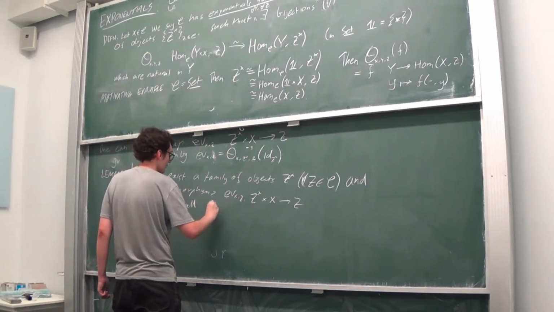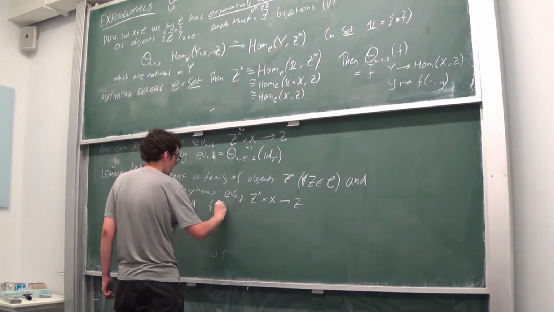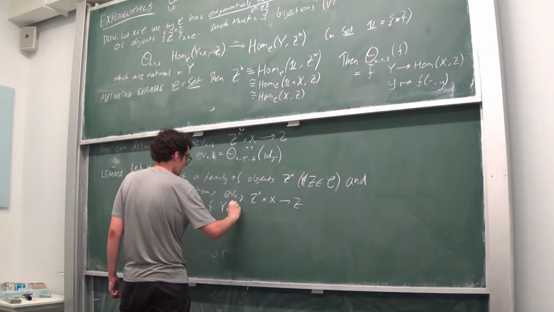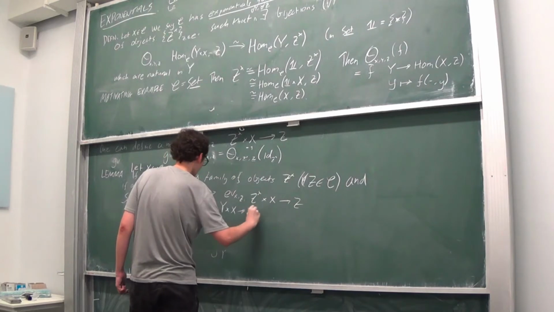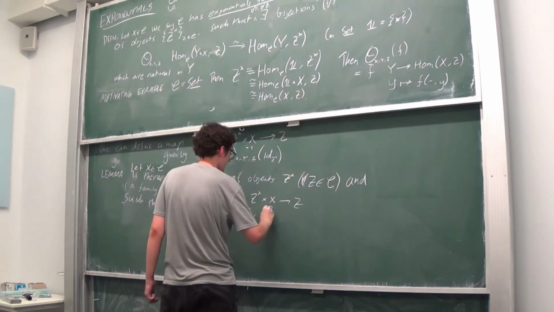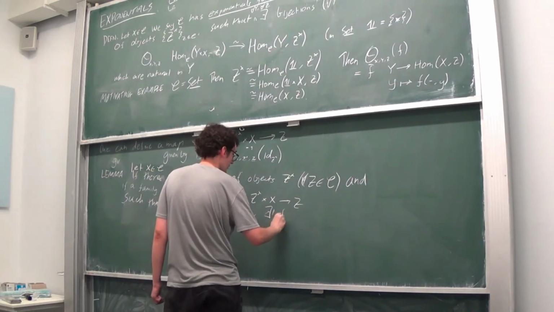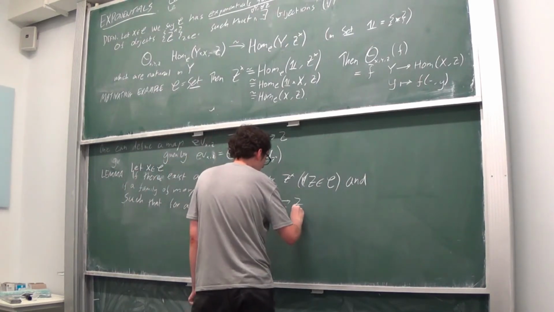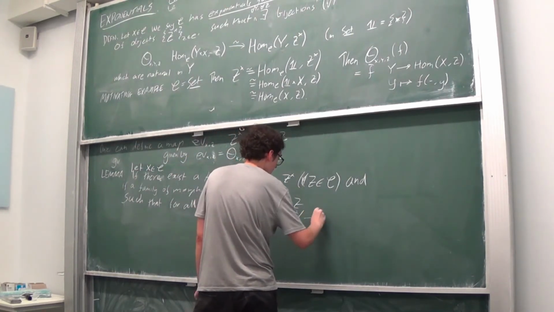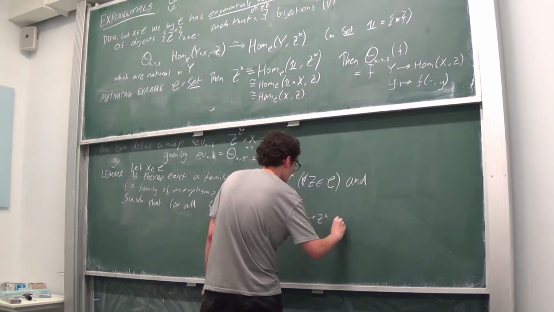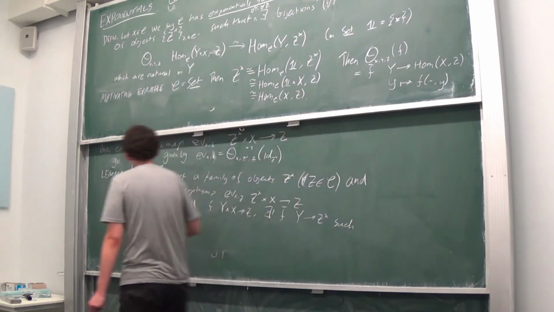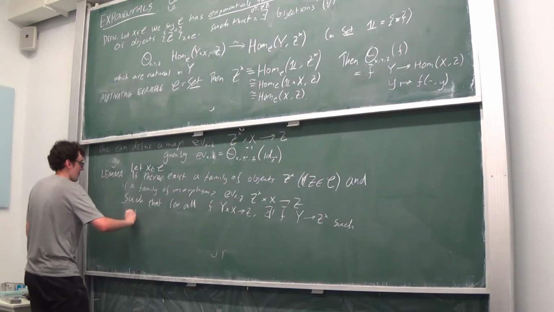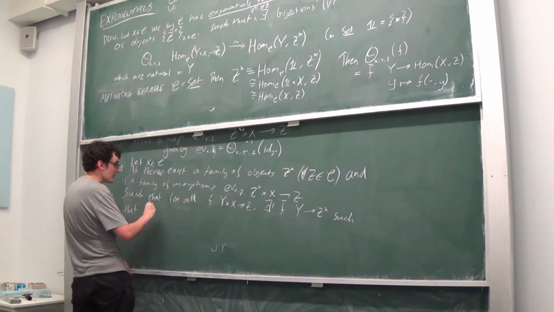So f goes from y times x to z. There exists a unique map, which I'll call f bar, which goes from y to z to the x, such that the diagram is as such.